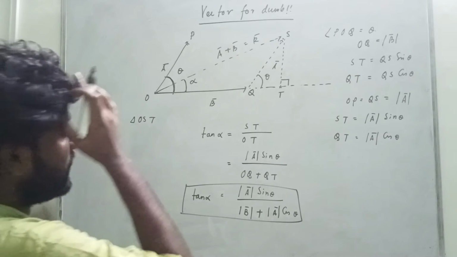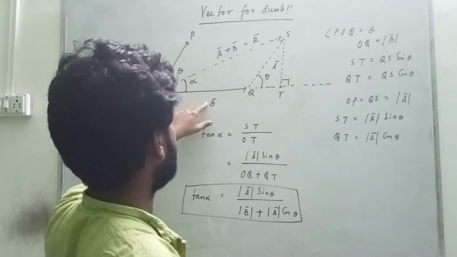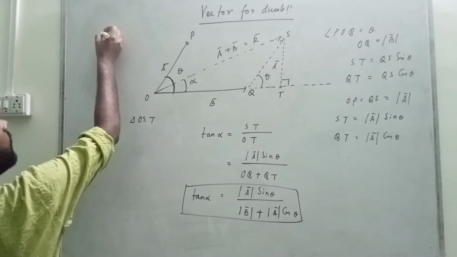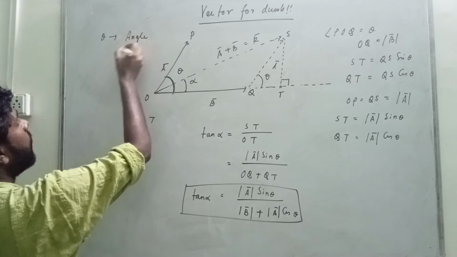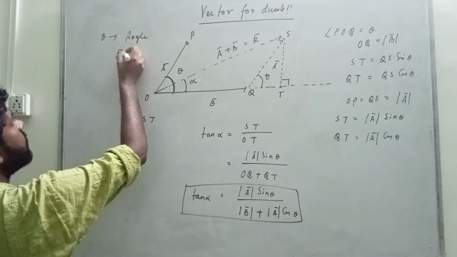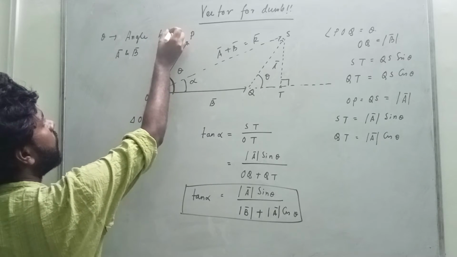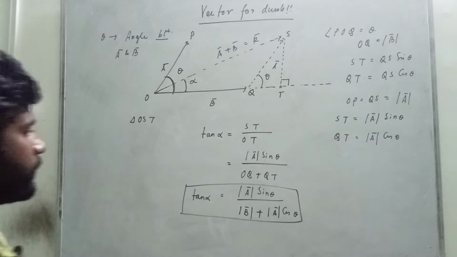Theta is the angle between A and B, right? The angle between A and B. Tan alpha goes to here.